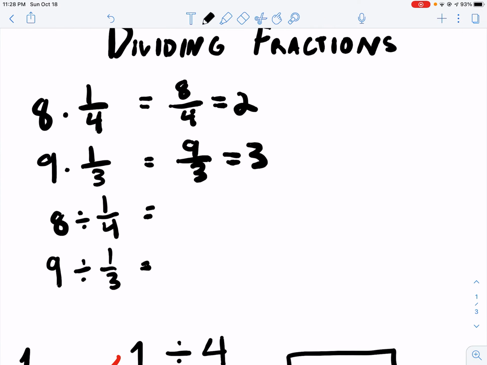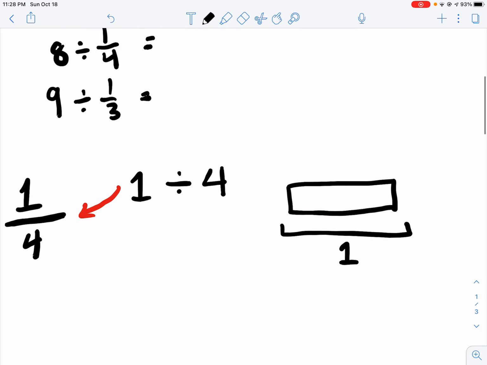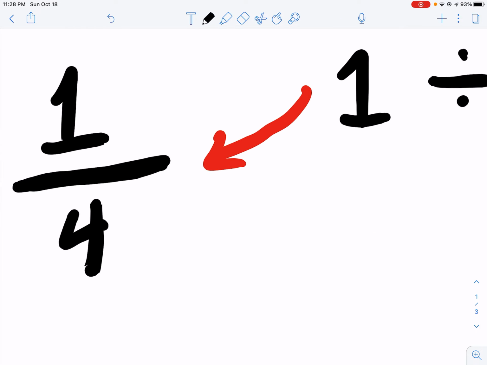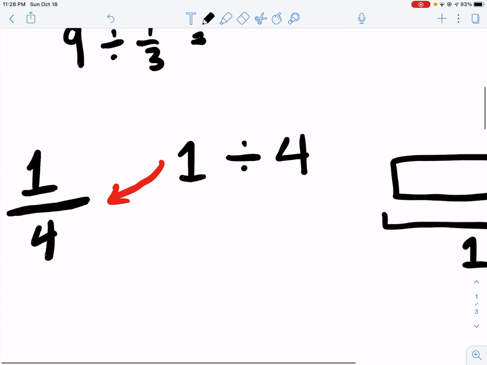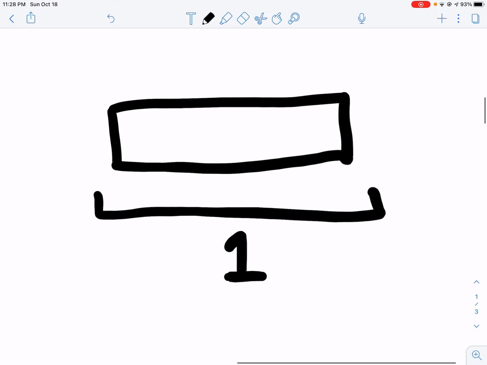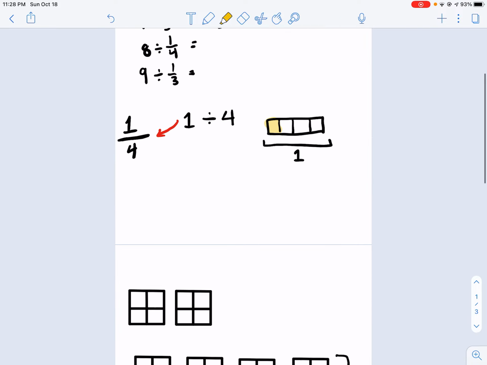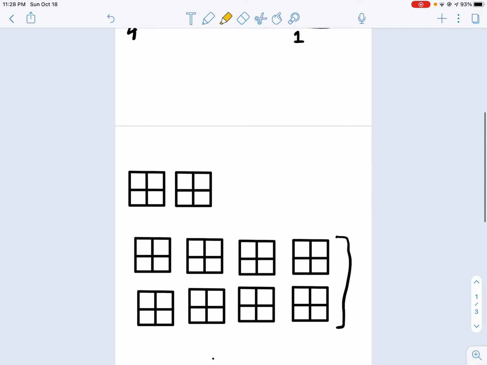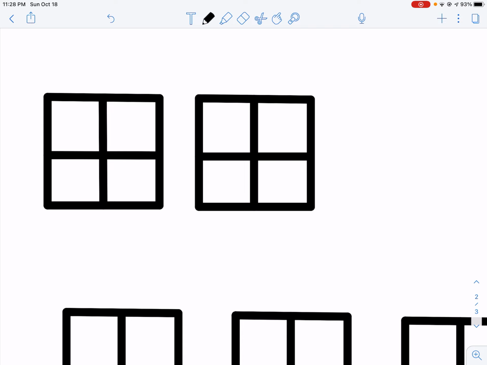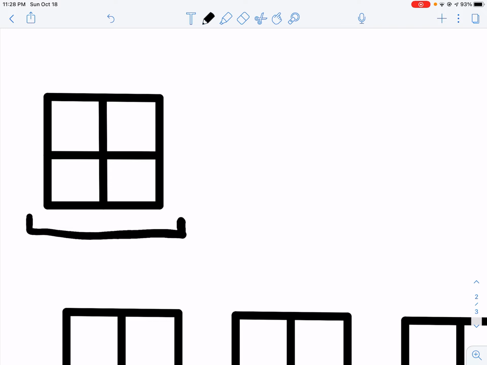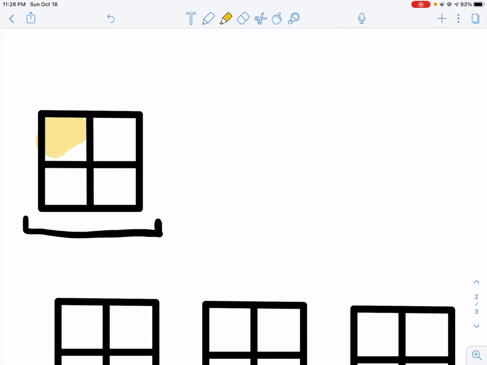So if you want to explain this more easily, 1/4, this fraction, the bar right here is just a division sign. So 1/4 is actually just 1 divided by 4. So if this was 1, 1/4 would be divided by 4, and then one of these would be 1/4. So let's try to go back to this problem. 8 times 1/4. Well, if this was 1, then you would see that this is 1/4.